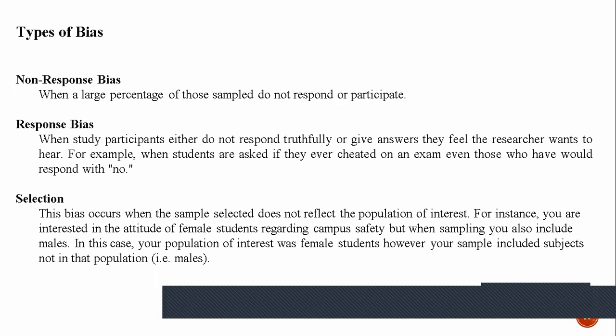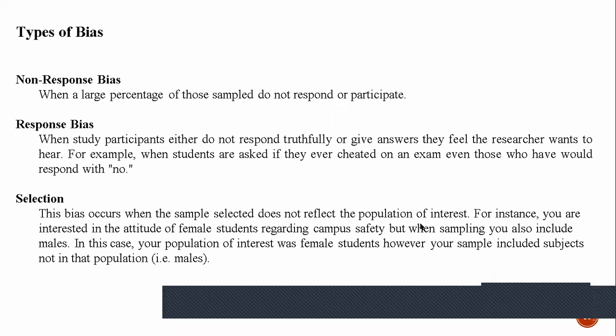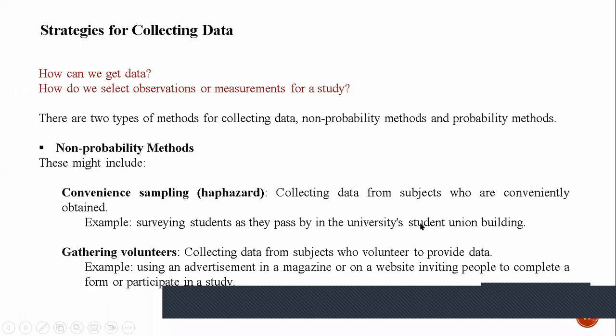For instance, you are interested in the attitude of female students regarding campus safety, but when sampling, you also include males as well. In this case, your population of interest was female students. However, your sample may include subjects not in that population, that is, males as well. These are a few examples which we can provide for these types of bias.